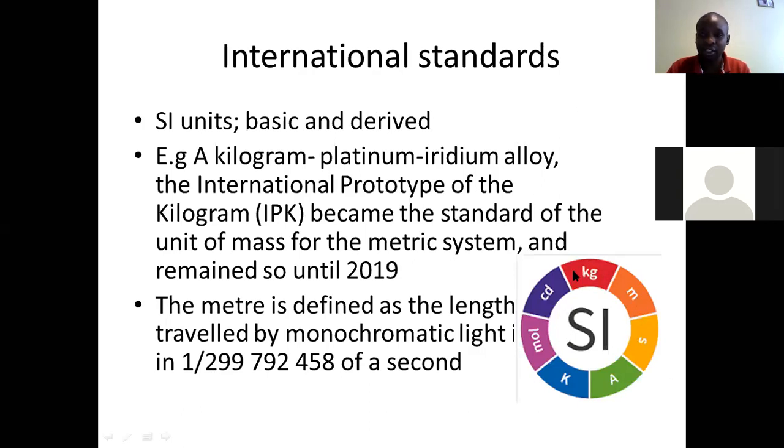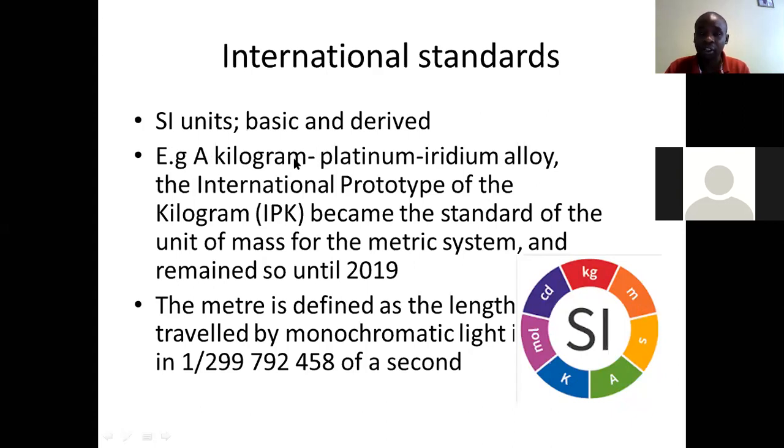We know all the basic and the derived units you can see here. We have the meter, the kilogram, the candela, the mole, the Kelvin, the ampere for current, and seconds for time. And so these ones are usually defined by the International Organization for Standardization, the ISO.